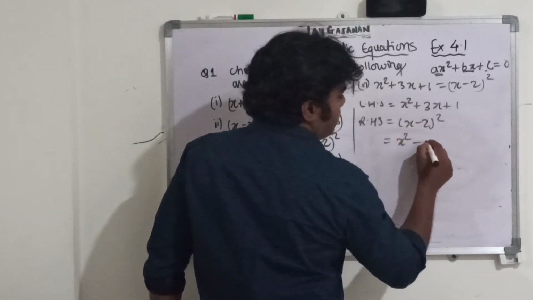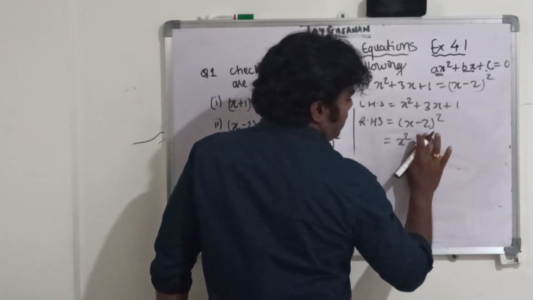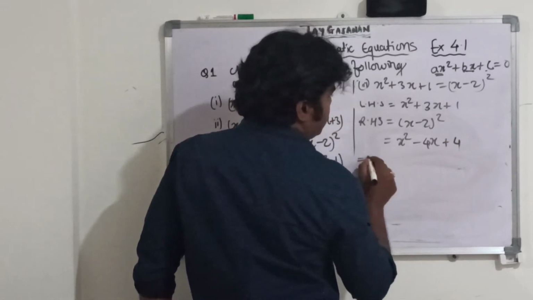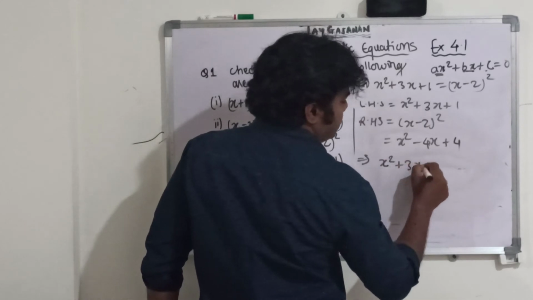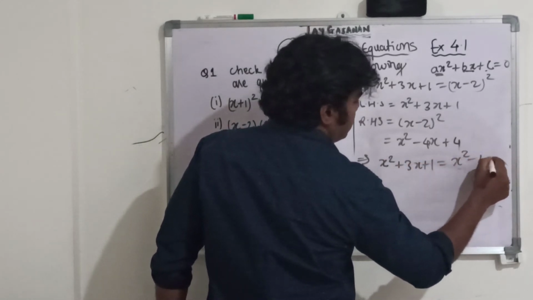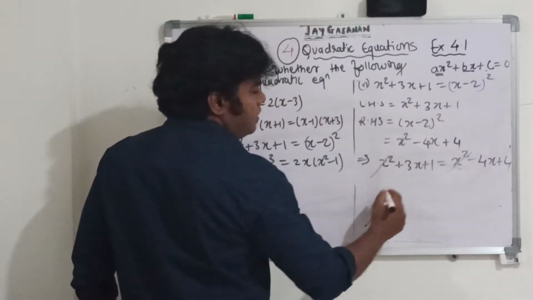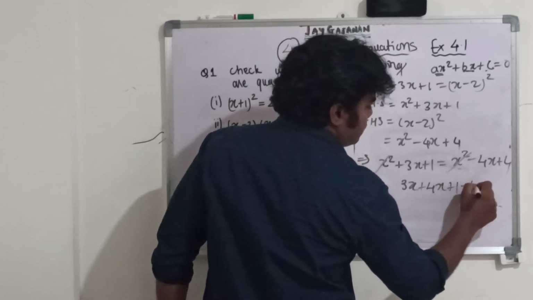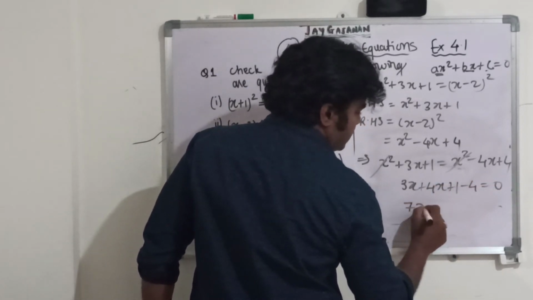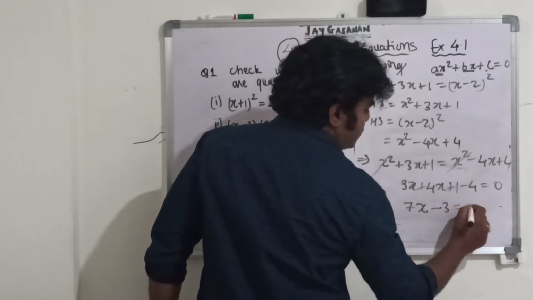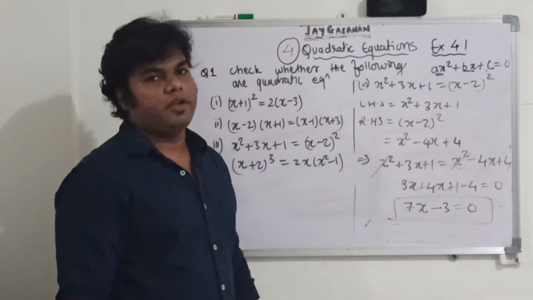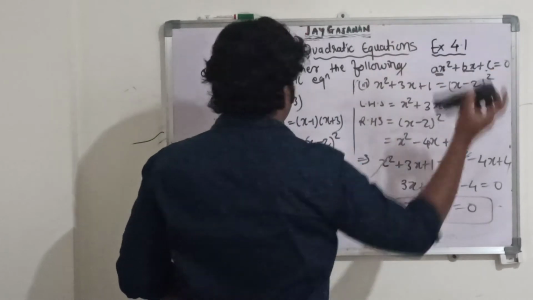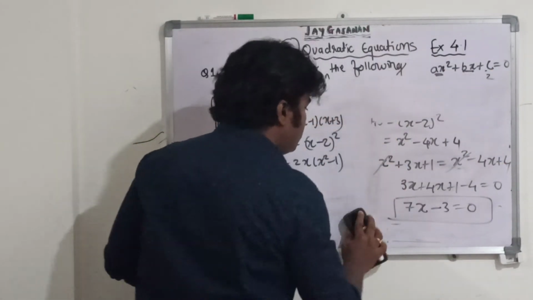This will give you x square minus 2ab plus 4. So this is the formula, which implies x square plus 3x plus 1 is equals to x square minus 4x plus 4. Again this gets cancelled, so 3x plus 4x plus 1 minus 4 equals to 0. This will be 7x minus 3 equals to 0. This is also not a quadratic equation, so you can write there it is not a quadratic equation. And then we'll go to the last question, that is the fourth one.